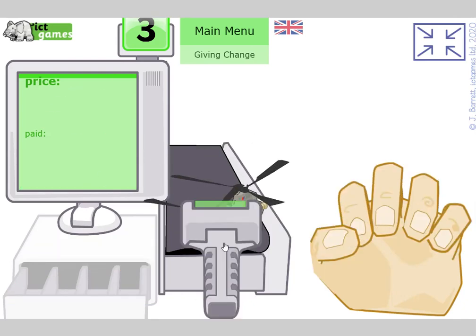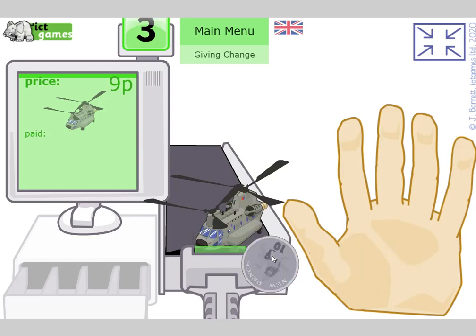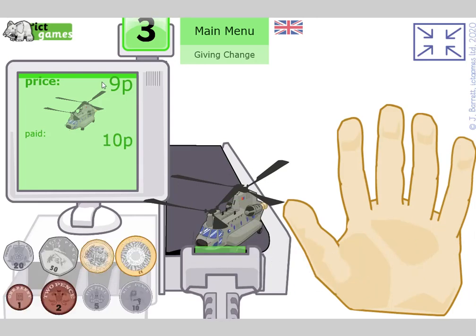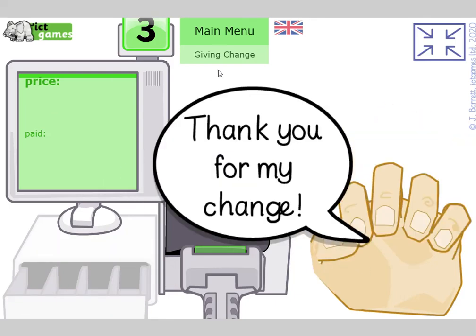Okay, so the Chinook, the value is only 9p. They're going to go home with a 9p Chinook, having paid 10p. We've got to make sure they go home with a value of 10p. So we've got this 9p Chinook and some change to make it up to 10p, to make it a fair swap. How much do we need to give them? Yeah, 1p. Okay, thank you for my change.